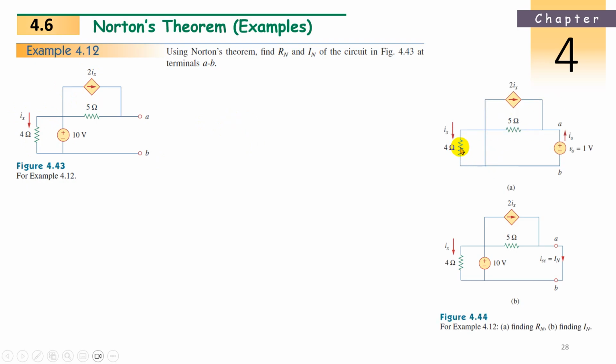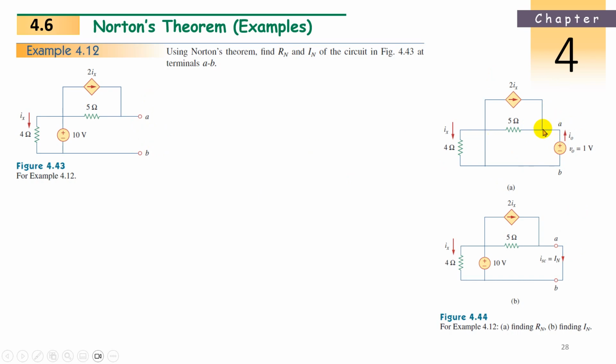In this first circuit, because it's a dependent source, how to find the RThevenin or RNorton? We have to apply some voltage or some current here in between terminals A and B. So I am applying a voltage first. Another method is also there, IN also we can apply, that is 1 ampere also, but better go with the voltage source of 1 volt. So I am applying a voltage source of 1 volt to find the RThevenin or RNorton.